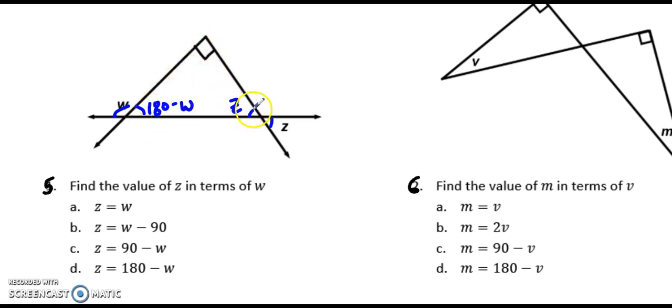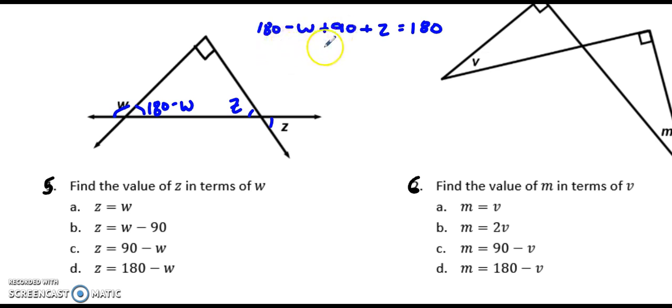Finally, we realize that there's a triangle here, and all the interior angles of a triangle add to 180 degrees. So I could write 180 minus W, that's this angle here, plus this 90-degree angle here, plus this angle Z here, should equal 180 degrees. Well, that doesn't look like any of our choices down here. All our choices say Z equals. So you'll have to know how to solve this equation for Z to get it to look like one of these. But let's do that now.